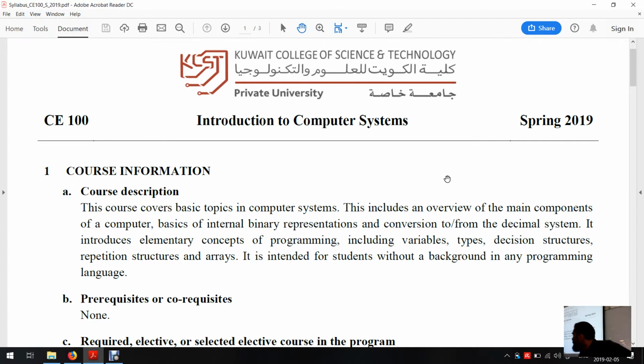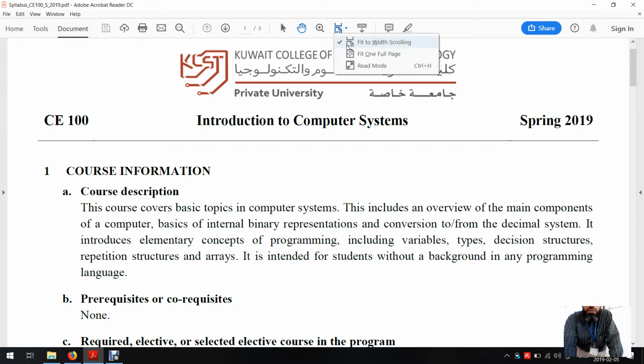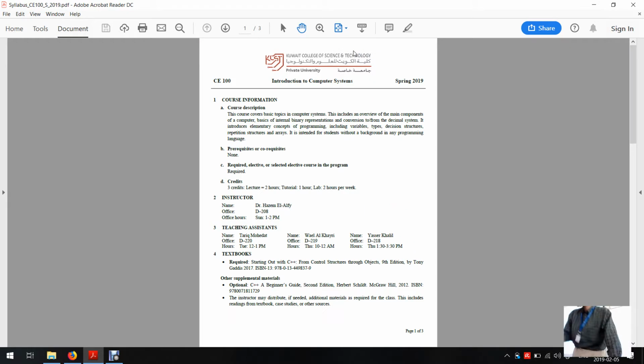Again, the name of the course is Introduction to Computer Systems. What do we call this document? Do you know what this document is called in universities? This document, or paper, is called the syllabus. It's called the syllabus.